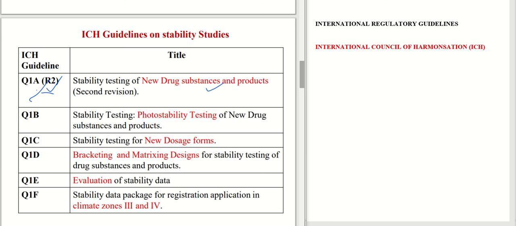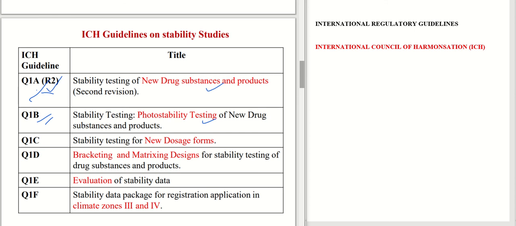And Q1B gives the guidelines for photostability testing of new drug substances and products. For example, if we want to know whether the drug is photosensitive or not, we need to follow these guidelines. These guidelines might include at what frequency we can expose the drug molecule or the drug product, and to what light, whether it is UV light or visible light. So based on the drug product, we need to check the guidelines and act accordingly.